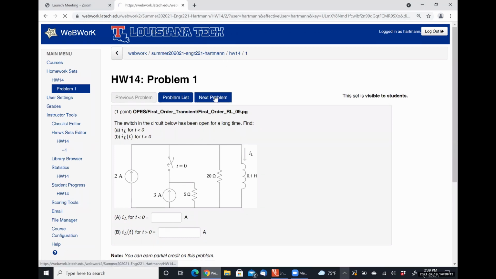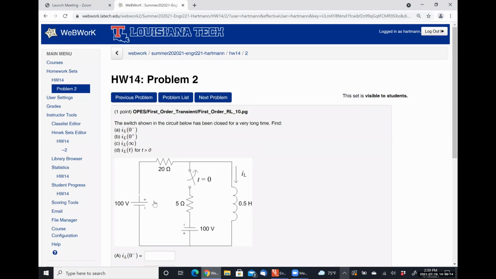I want to look at a couple of the other ones here. Similarly, the 100 volt source here on the left is in no way, shape, or form connected to the switch. So the 100 volt source is always influencing the behavior of this inductor on the right-hand side. So this is also a total response problem.